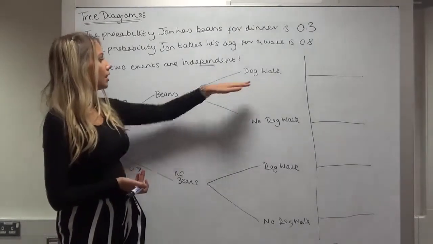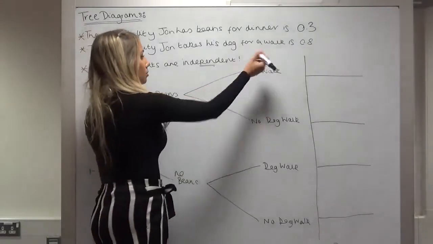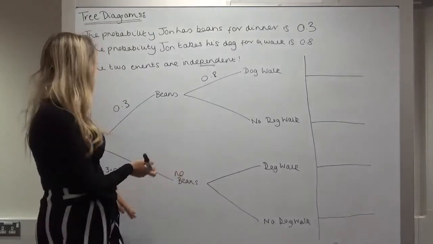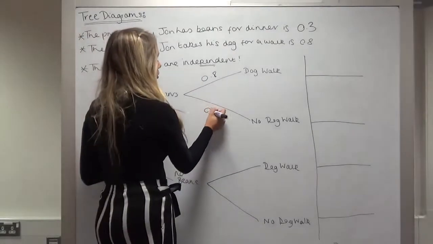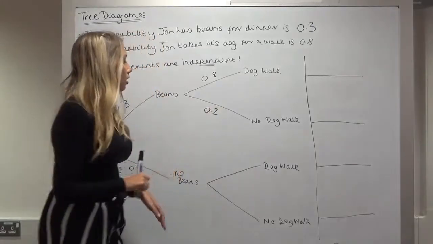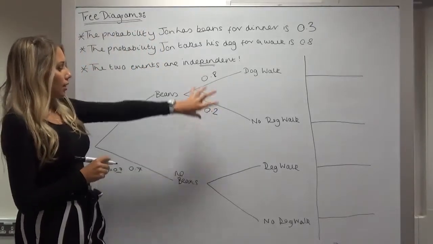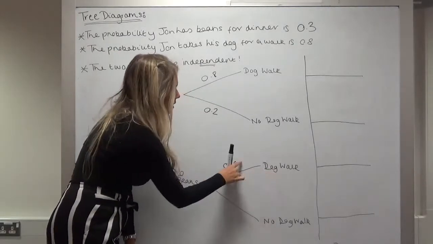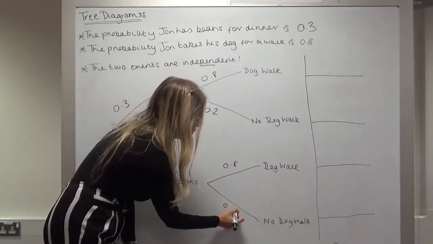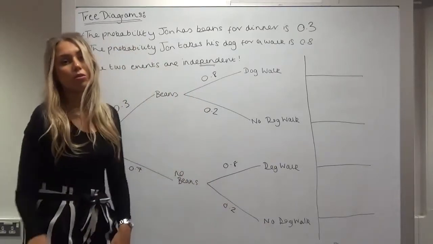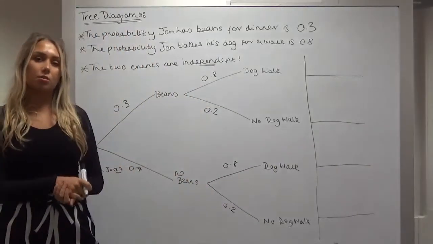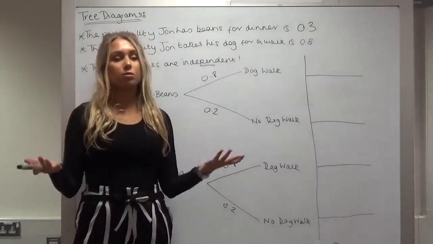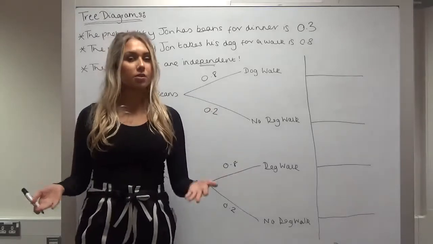Okay, so the probability that he takes his dog for a walk is, as we know, 0.8. When we do 1 minus 0.8, we get 0.2, as we did before. We can then literally copy this straight down to here. So we've got again 0.8, the probability that he takes his dog for a walk, and 0.2 that he doesn't take his dog for a walk. Okay, so now we've put all our values onto our tree diagram, we can then start to work out the possible probabilities of these outcomes occurring.